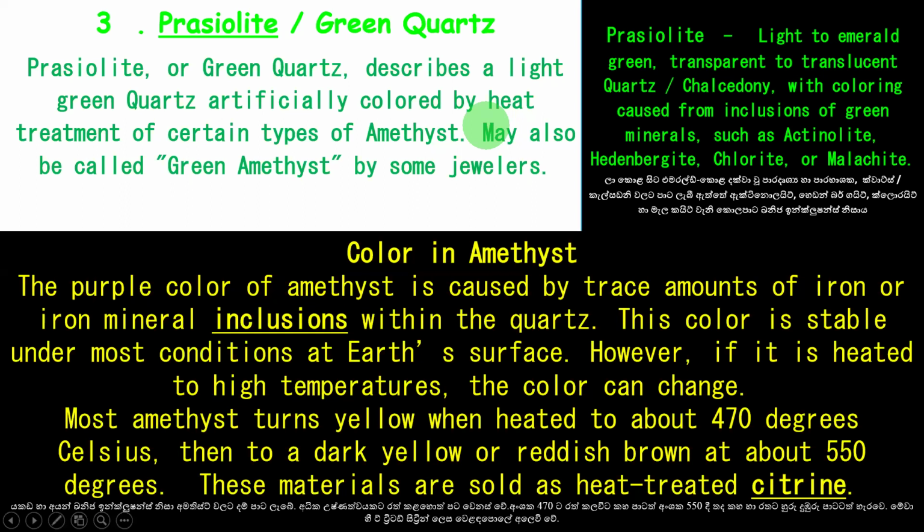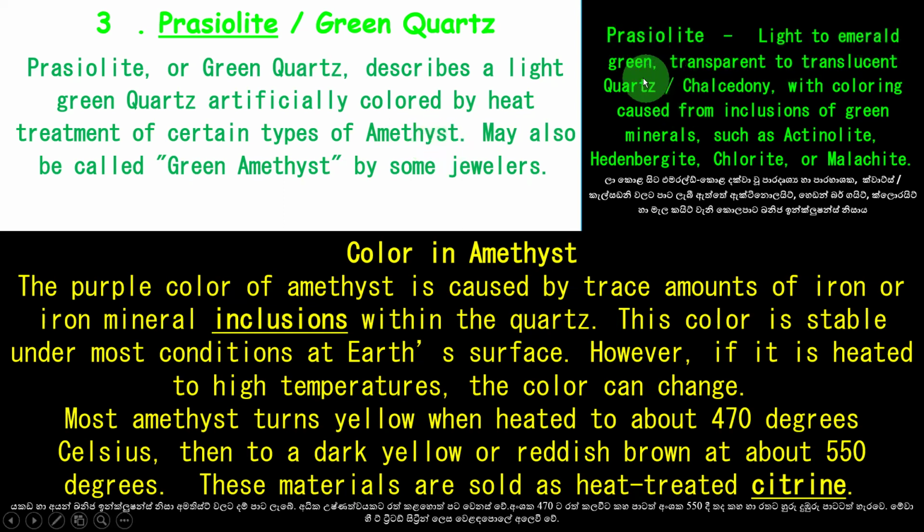Now the third one is preciolite. Preciolite, another name for that is green quartz. Preciolite or green quartz describes a light green quartz artificially colored by heat treatment of certain types of amethyst. We can't do it with all amethyst. Some types are there. It may also be called green amethyst by some jewelers. Only certain types of amethyst can make green quartz or green amethyst.